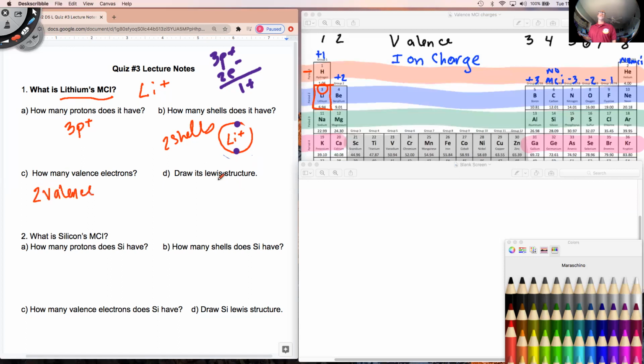And let's draw the Lewis structure. Well, the Lewis structure always deals with the outside electrons. So for the Lewis structure, you'd put Li with a plus charge, and then we would draw 2 valence electrons. So those 2 electrons, and that would be the Lewis dot structure.